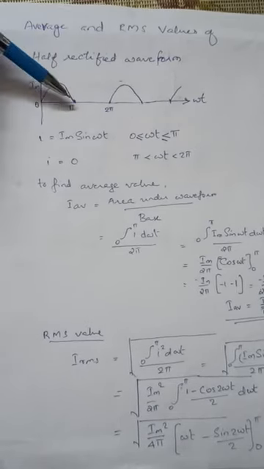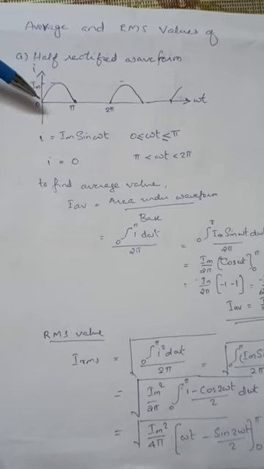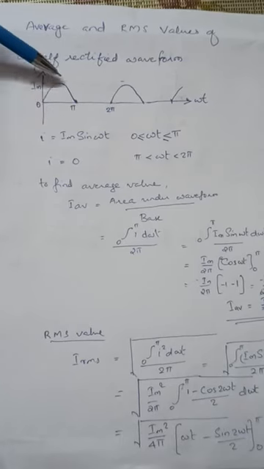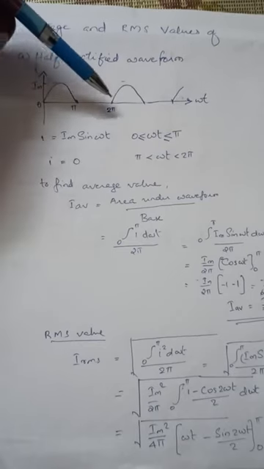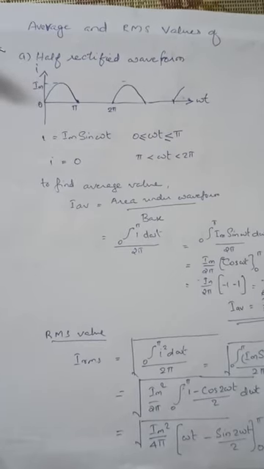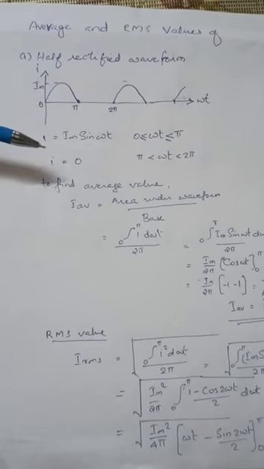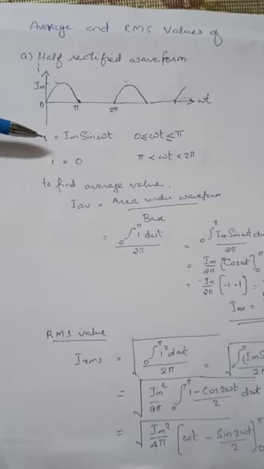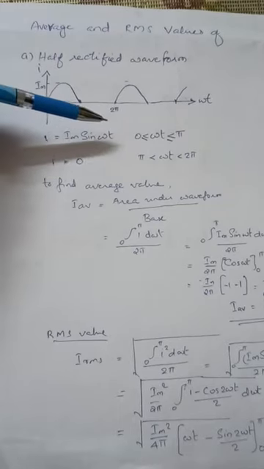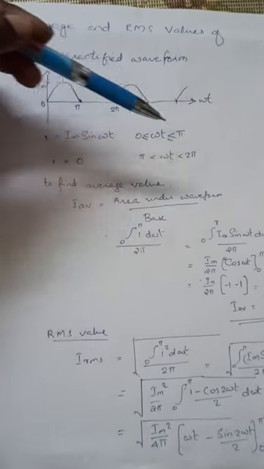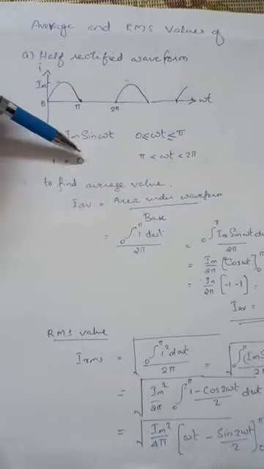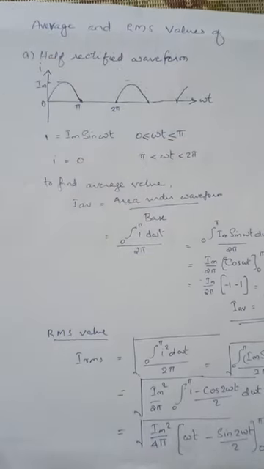From 0 to pi, the equation of the waveform is i is equal to Im sin omega t, and pi to 2 pi, it is equal to 0. The equation is written here. i is equal to Im sin omega t in the interval 0 to pi, and i is equal to 0 in the interval pi to 2 pi.